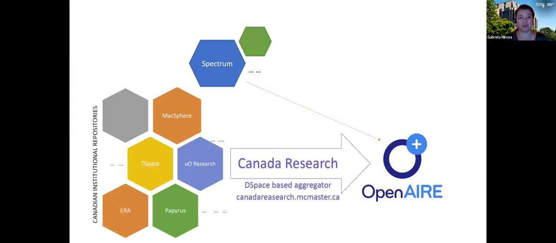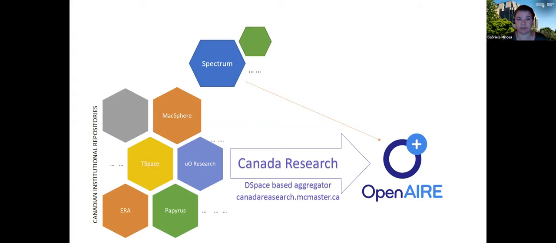So I proposed building a national aggregator to bring together research outputs from Canadian institutional repositories so that it can then be made available through international discovery services. McMaster University built the infrastructure to support the national Canada Research aggregator. Canada Research not only solves the technical problems around OpenAIRE compliance, but having a national aggregation will enhance access to COVID-19 research and to Canadian research activities in general.